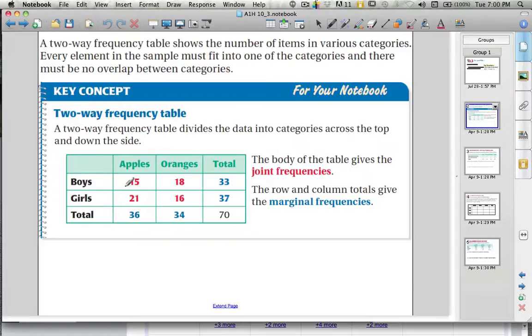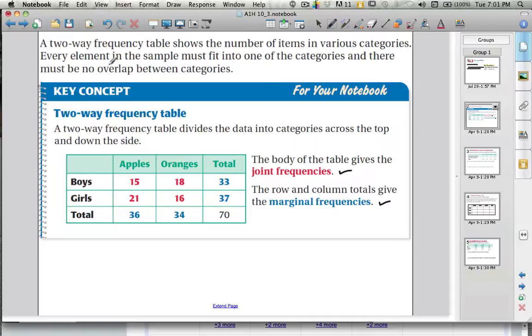Now these values here, the specific, detailed pieces of information, how many boys like apples, how many boys like oranges, they're called joint frequencies. When we look at the sums going across, like how many boys are there? There are 33. Or how many people like apples? There are 36. These are called marginal frequencies. So we build it with the individual entries, and then the marginals get completed based on that. And you can see that there are a total of 70 people within this particular study.